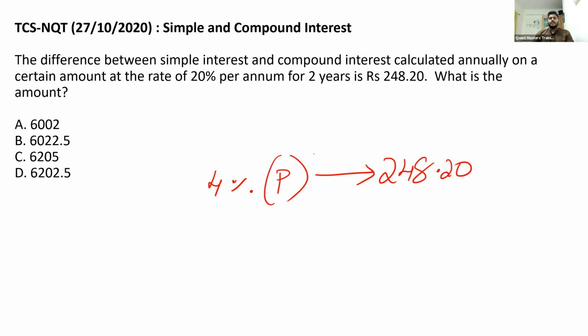248.20. 4 ones are 4, and so on, giving 6205. You put 2 places before the decimal. Percentage means by 100, if it goes here, the dot goes. So answer is 6205. Do we have that, sir? Option C. How many lines did I take to solve? 1 line. Clear? Let's go to the next one.